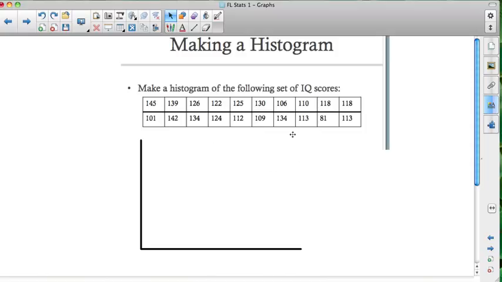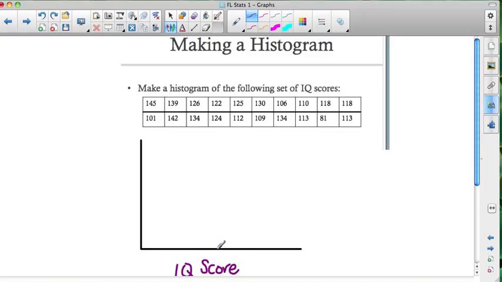This is quantitative data, and what we have here are a set of IQ scores. So say this is a small class and I gathered what everybody's IQ score is. So I already have my x and y axes drawn in. I'm going to start by labeling them. And the x-axis I'm going to call IQ score. And the y-axis I need to label as frequency.